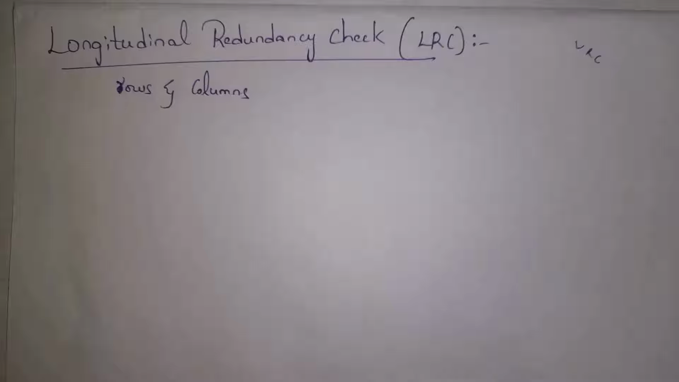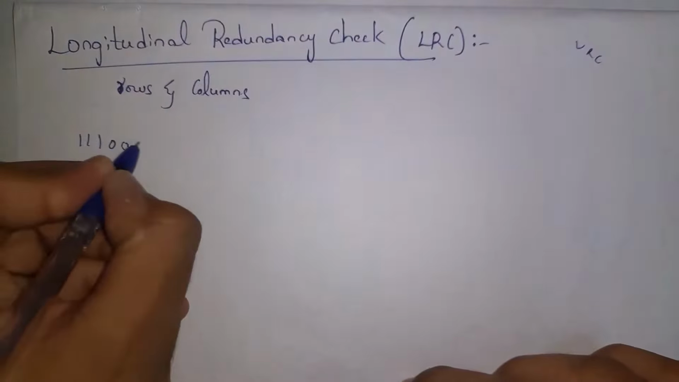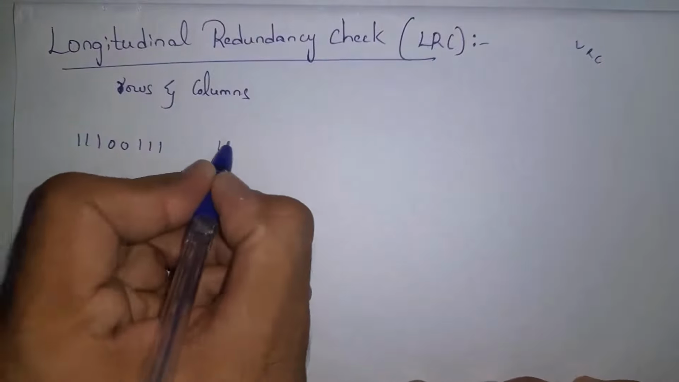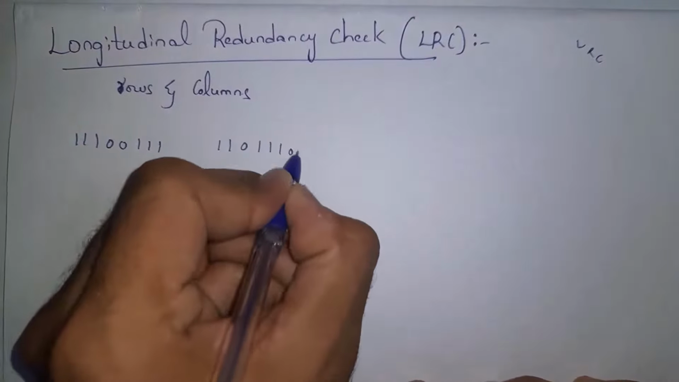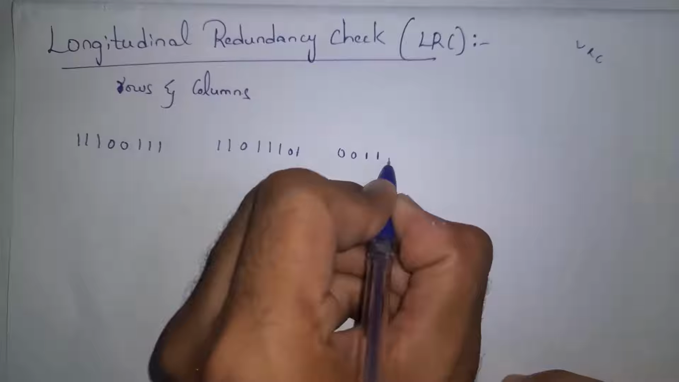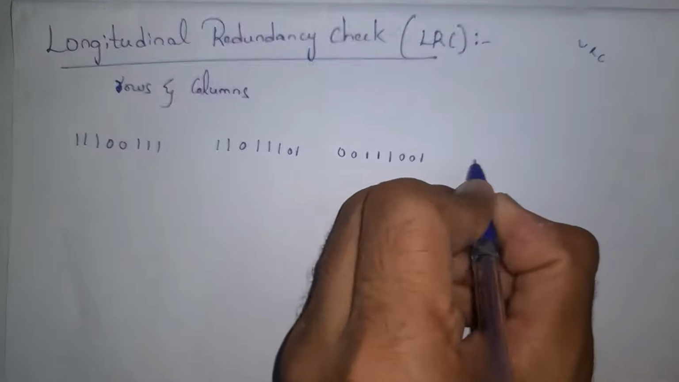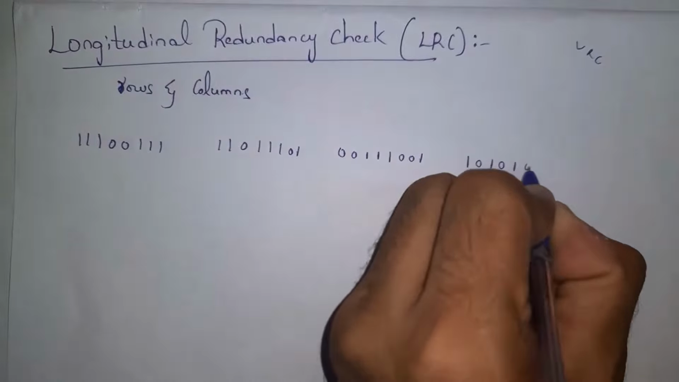For example, there are multiple blocks of data like 1110011 and similarly 1101101 and 0011101 and 1010101.